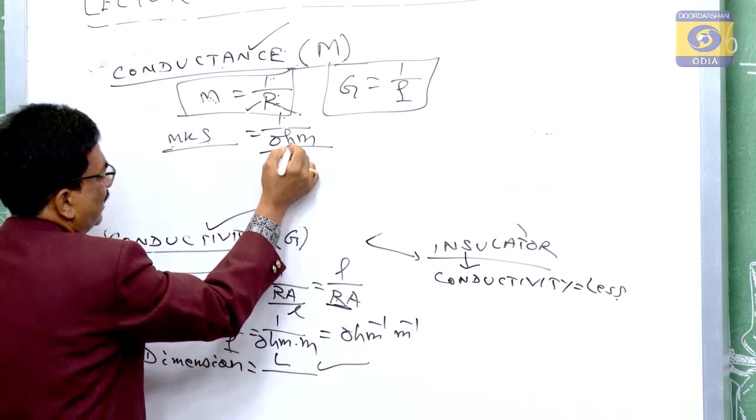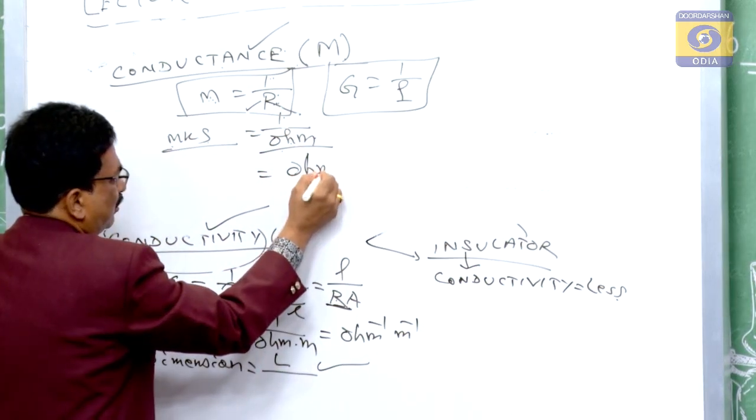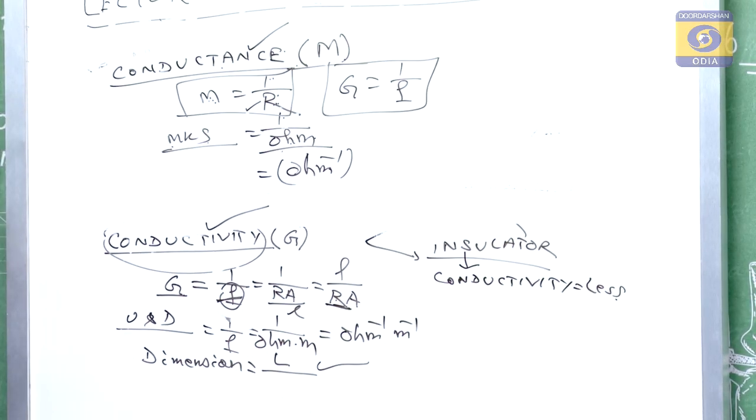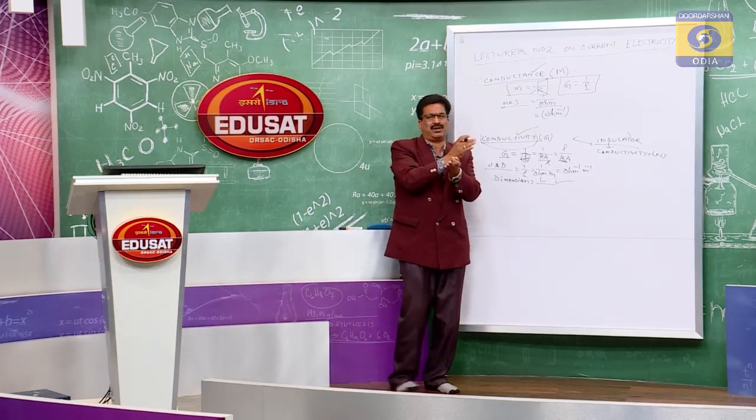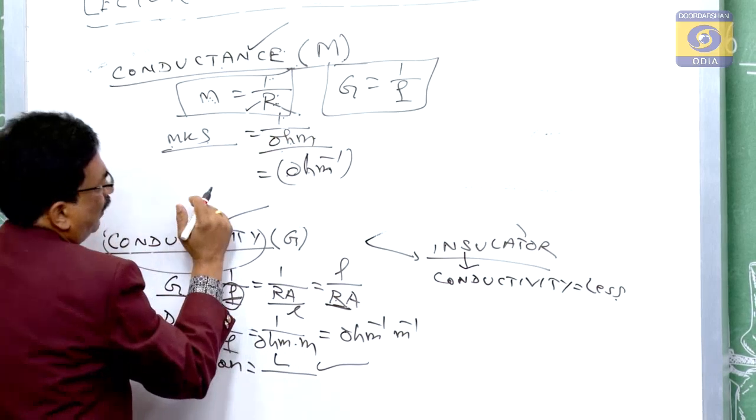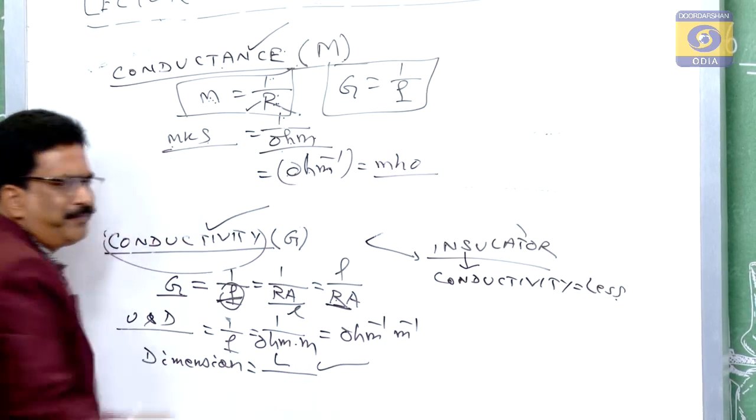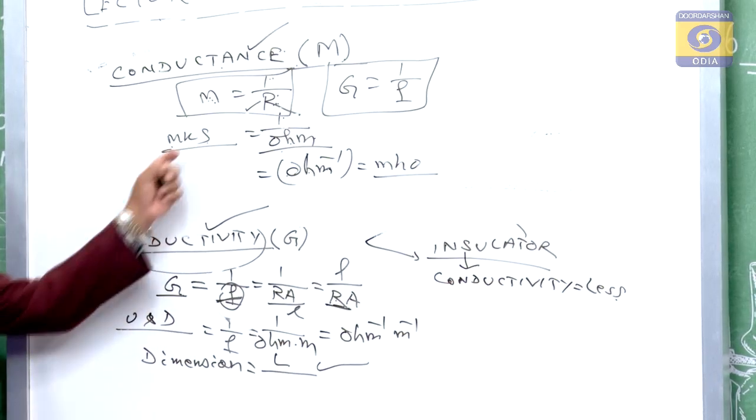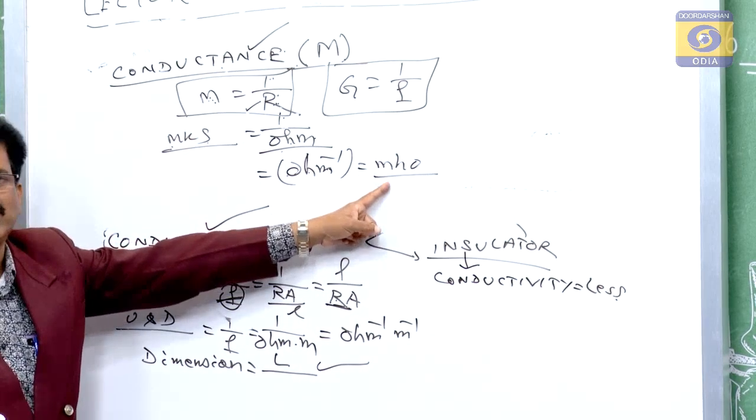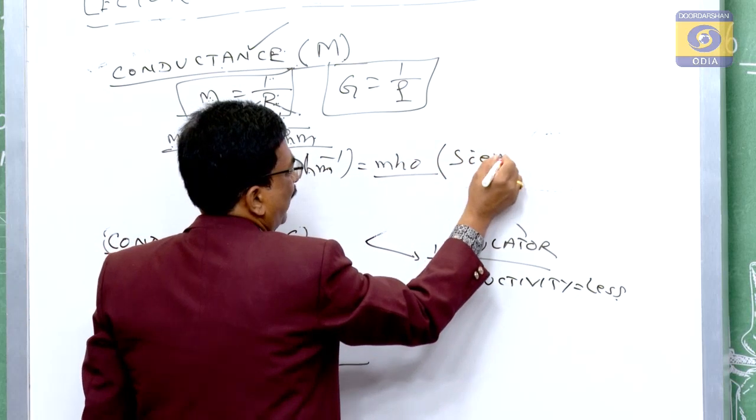So, in the M case that is 1 by ohm, as we have written here, that is equals to ohm to the power of minus 1. That means ohm inverse. Inverse means in the reverse order. So if you pronounce ohm in the reverse way, that is equals to MHO. So the unit of conductance can also be written as MHO, and nowadays it is written as Siemens.